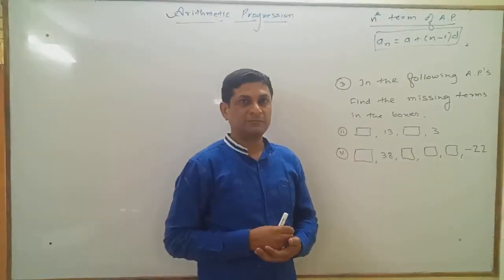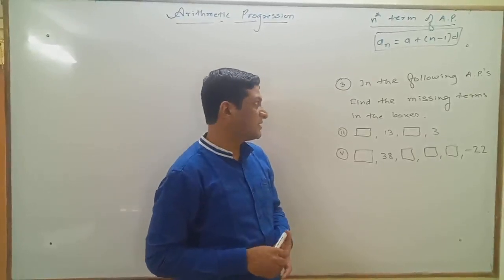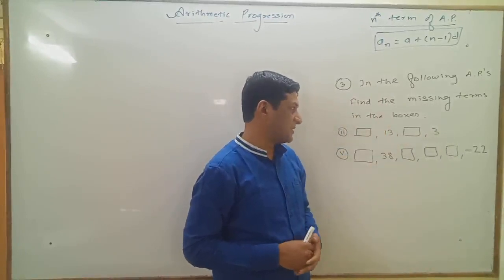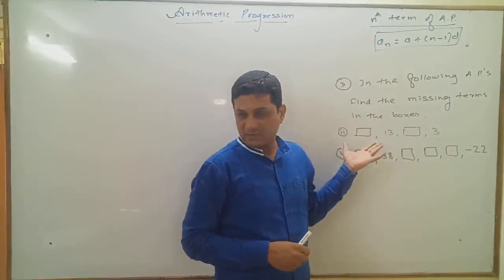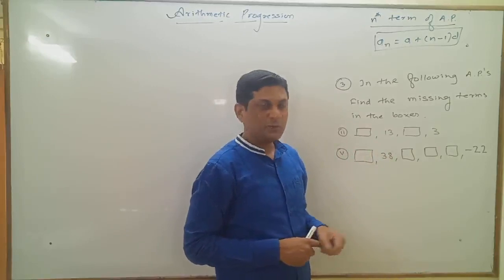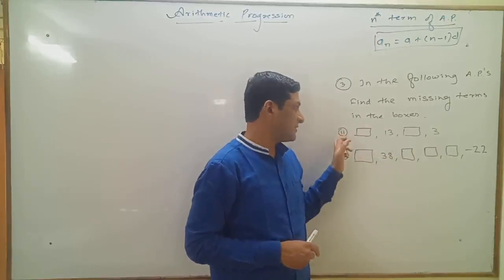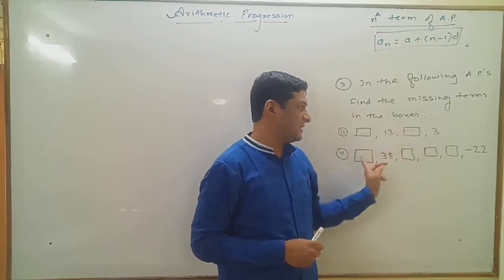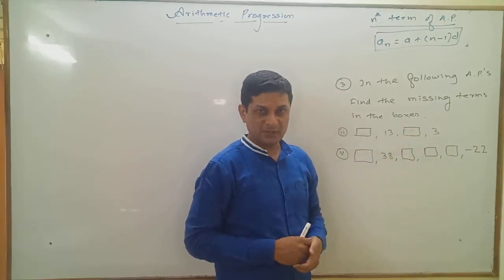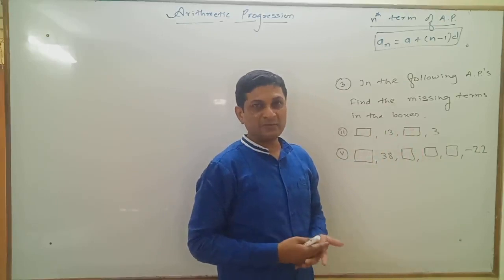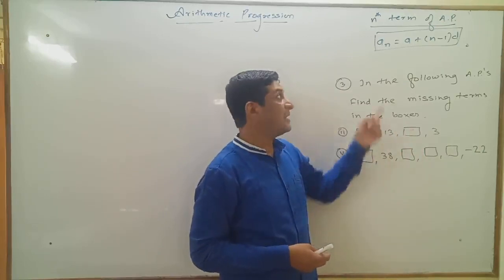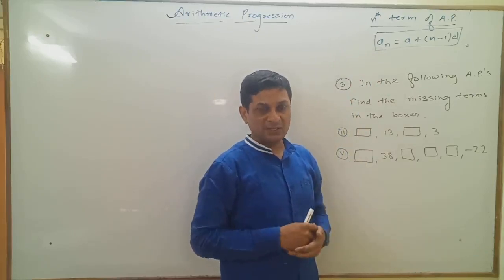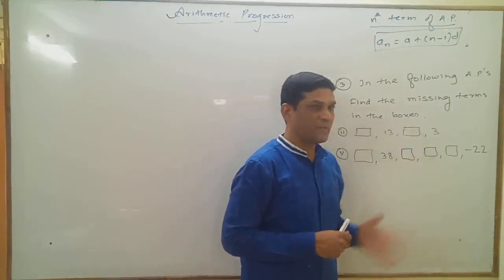Okay. So observe question number 3. In the following arithmetic progression, find the missing terms in the boxes. So a total of 5 examples are given here. We are solving the second example and the fifth example. So we have to find the missing terms here in this arithmetic progression. As of now, we have only the definition and one formula to find the nth term. So first observe the given conditions and later on see how to find our required value.